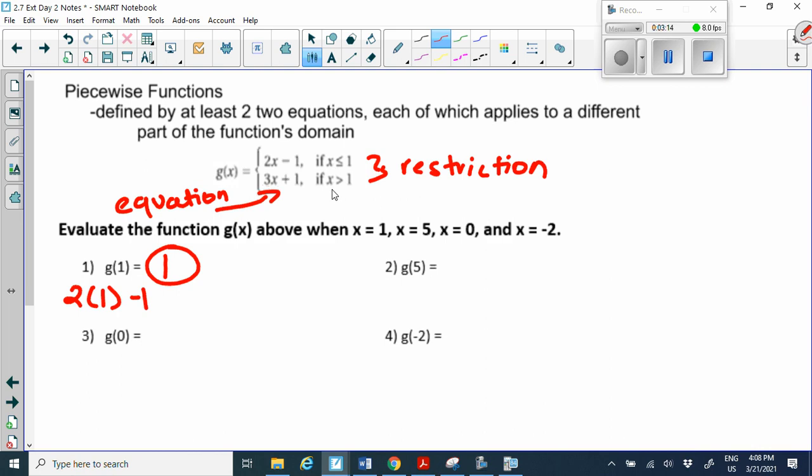Okay, let's try the second one. Is 5 greater than 1? Yes. So since the 5 satisfies the second restriction, we're going to plug the 5 into our second equation. So we do 3 times 5, that gives us 15 plus 1, so that is 16. 16 is our answer. Okay, go ahead. I would like you guys to pause the video and try number 3 and number 4.